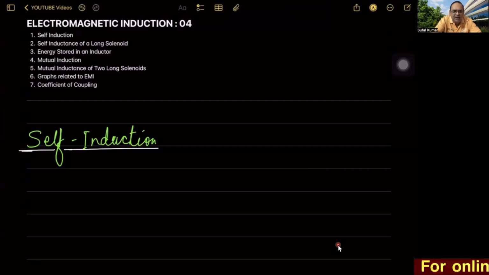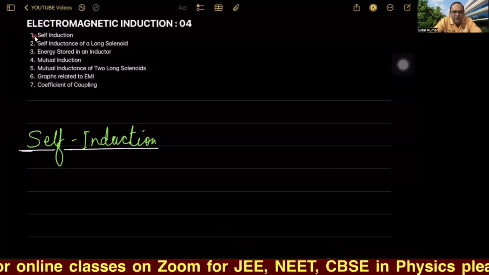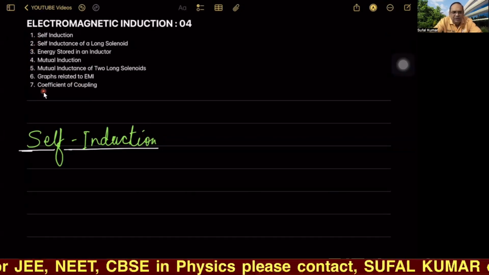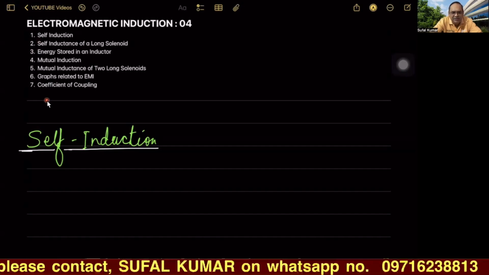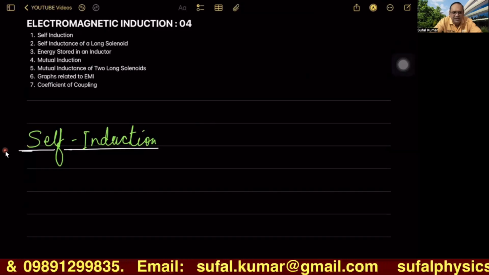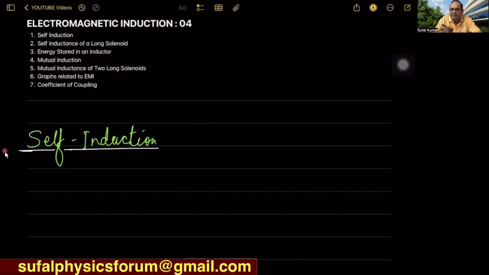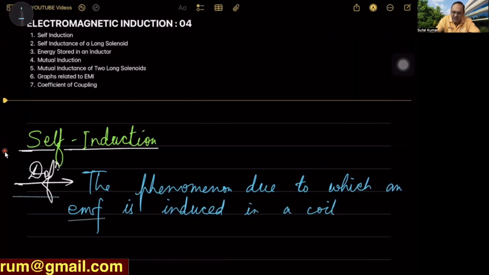Now I'm starting with electromagnetic induction, the fourth part of the series lecture, in which we plan to do these 7 topics, which are clearly listed in the upper part of the screen, out of which I'm starting with self-induction. For this, firstly, I'm going to define it: the phenomenon due to which an EMF is induced in a coil due to varying current through the same coil is called self-induction.